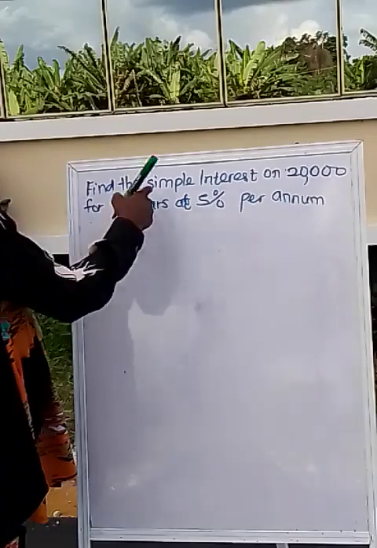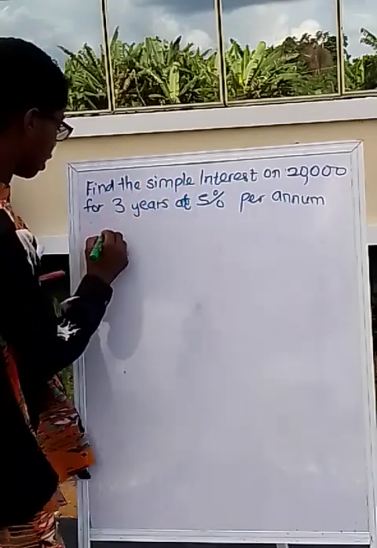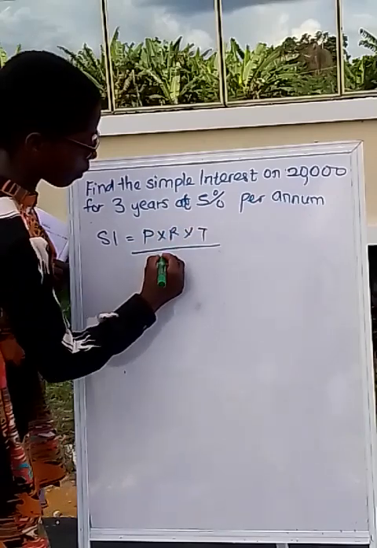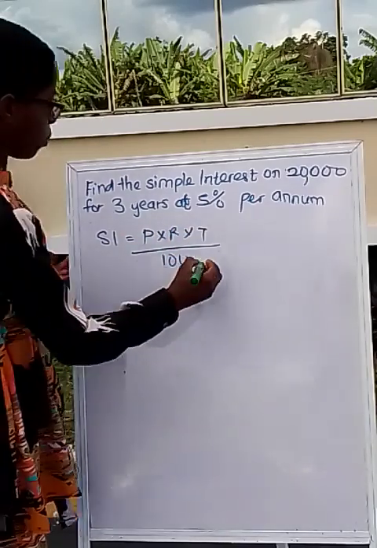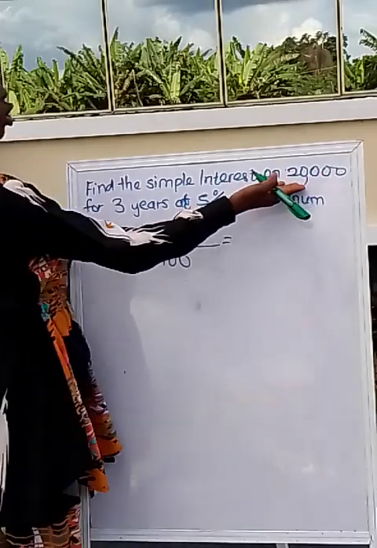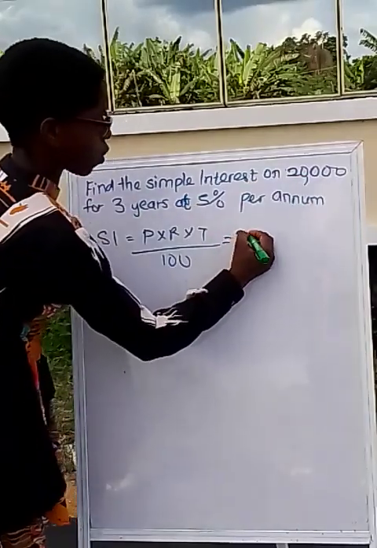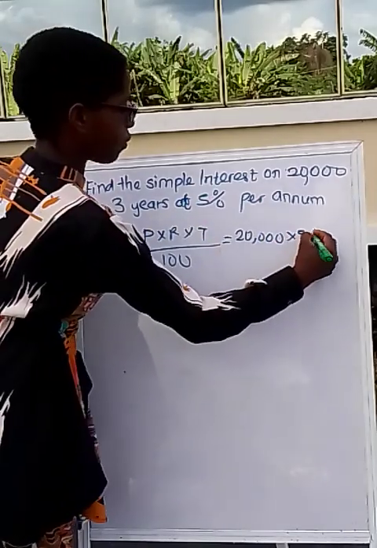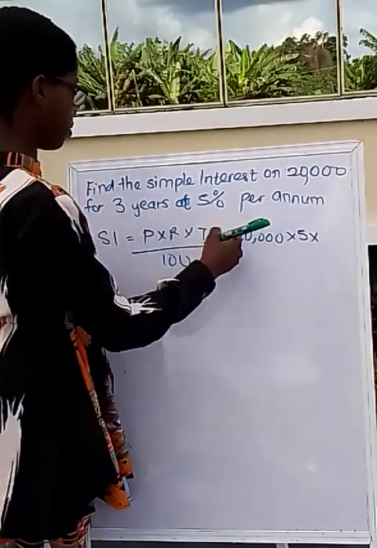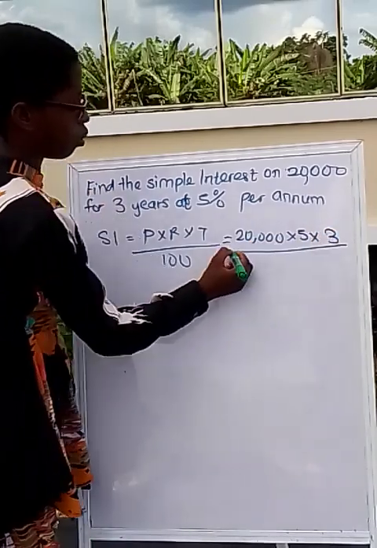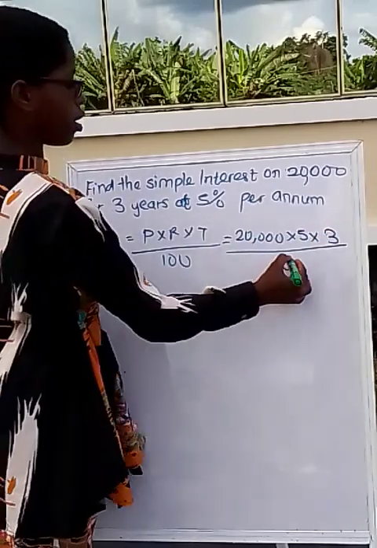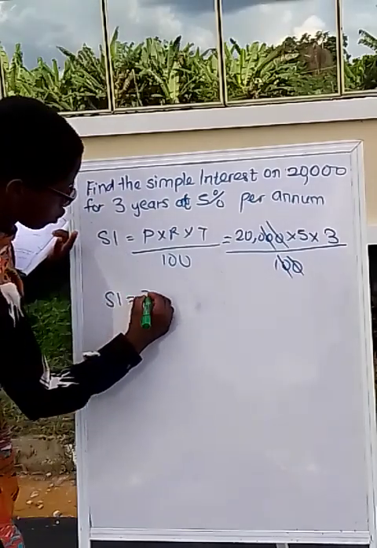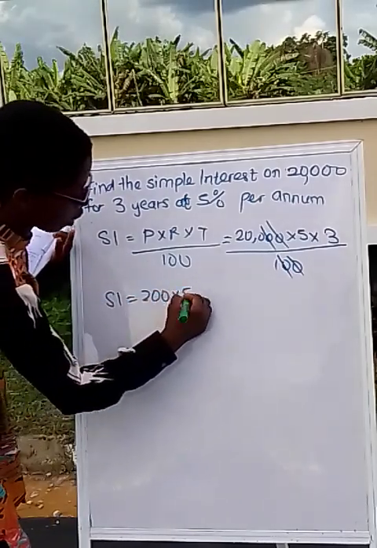Now, the formula for calculating simple interest is principal times rate times time over 100. Now, our principal is 20,000 times our rate is 5% times our time is 3 years over 100. So 0 cancels 0, 0 cancels 0. So we are left with 200 times 5 times 3.